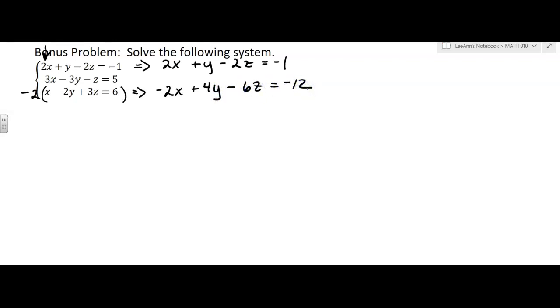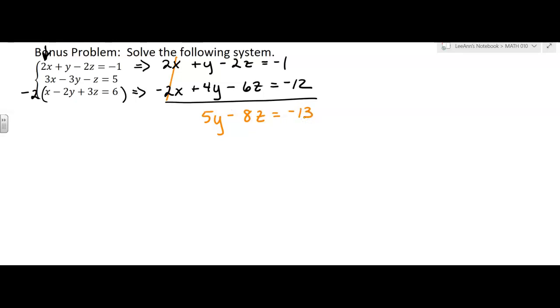So you really want to take your time and double check your multiplication, double check your signs. Okay, I think that looks okay. And then I'm going to add these equations. X is going to drop out. So I'm going to have 5y minus 8z equals -13.